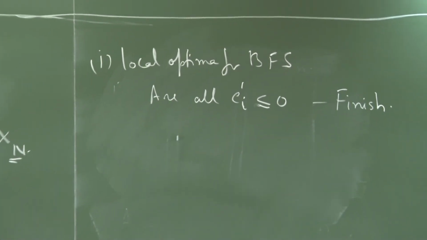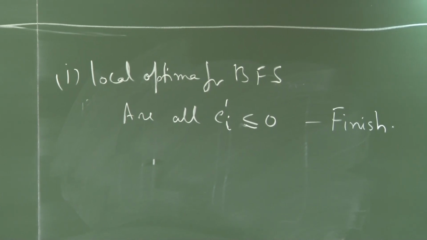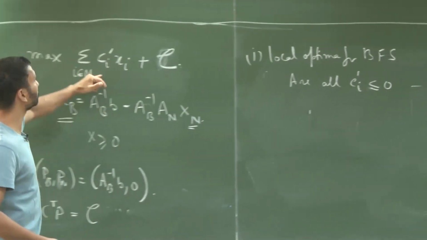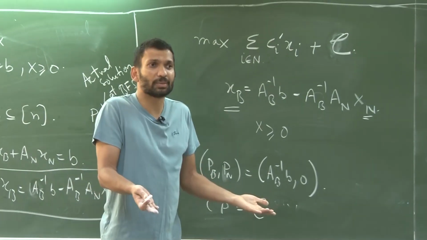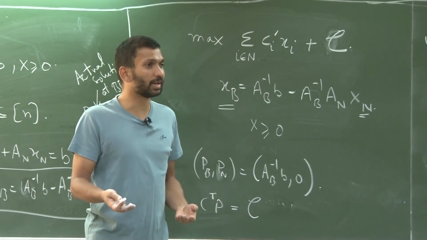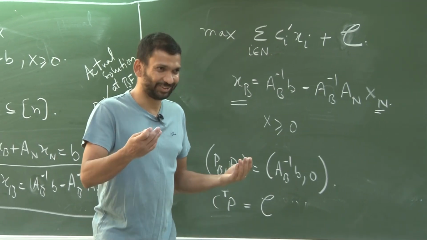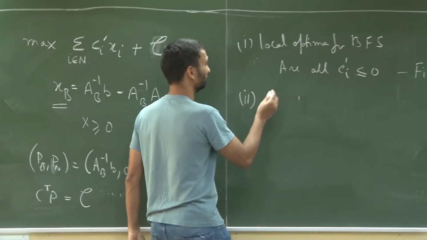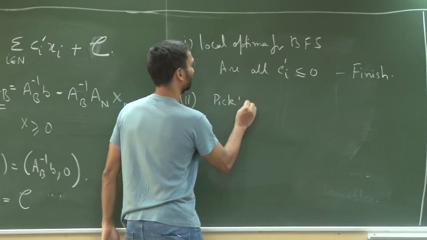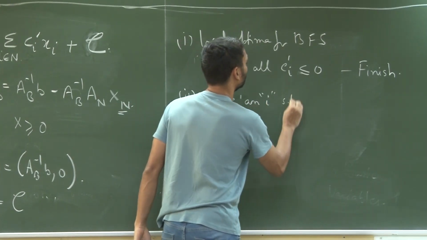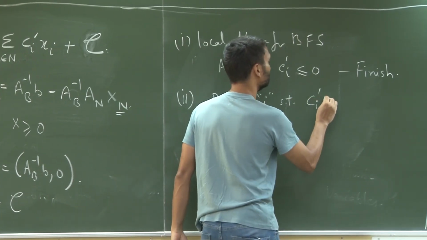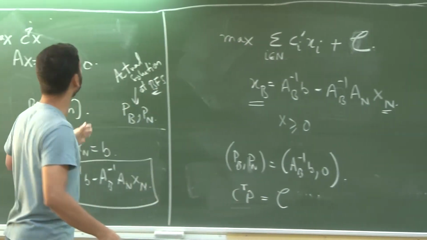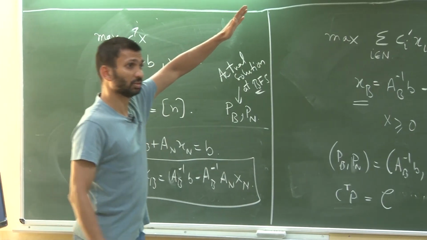If we do not finish, what do we need from our intuition of simplex algorithm? Direction of progress, right? So how do we find direction of progress here? Whichever Ci prime is positive. If there are many Ci primes, take your pick. Start with take your pick. I will have something to say about it later. Okay, so pick an i such that Ci prime is strictly greater than 0. This is my direction of progress, right?